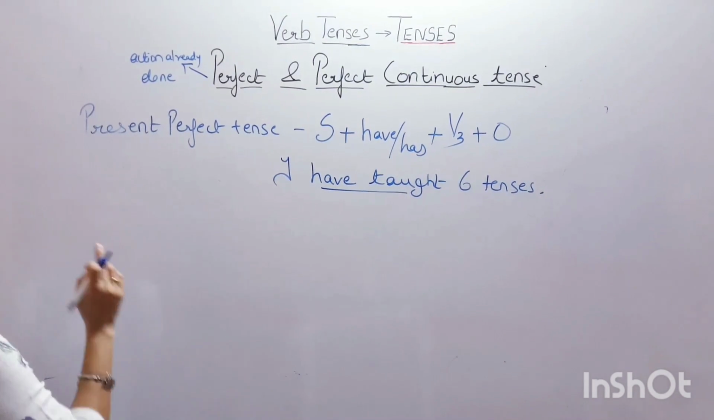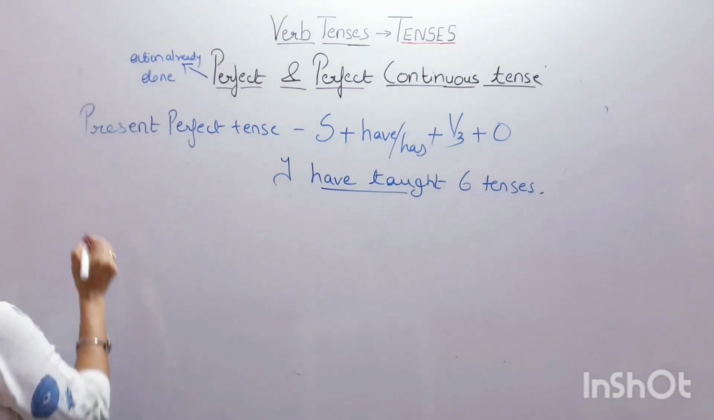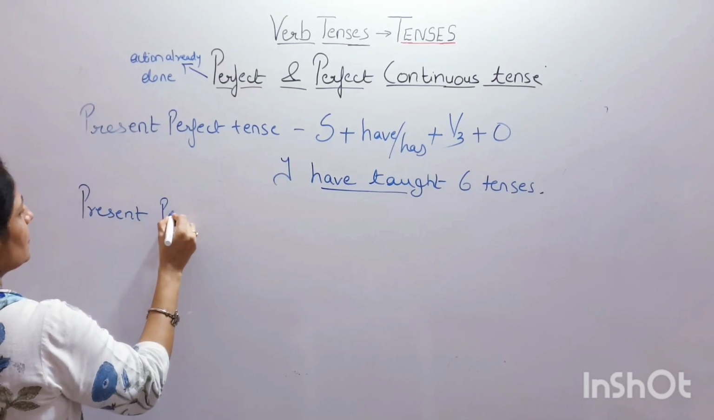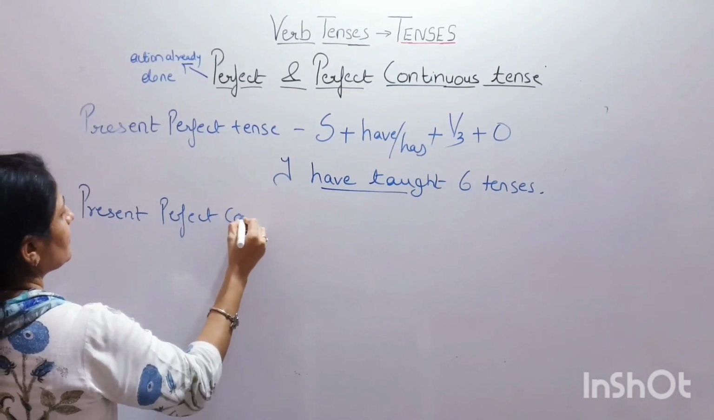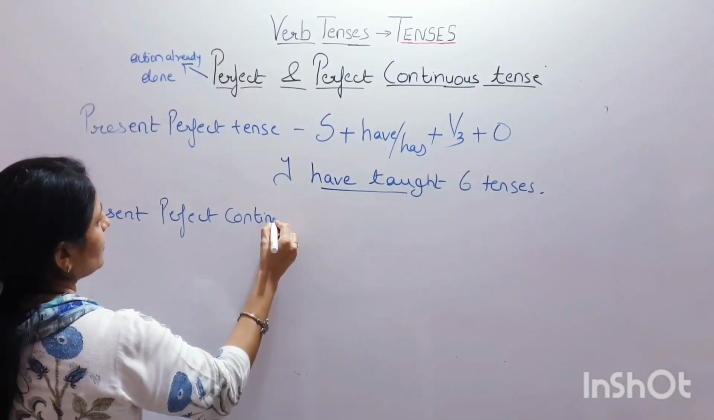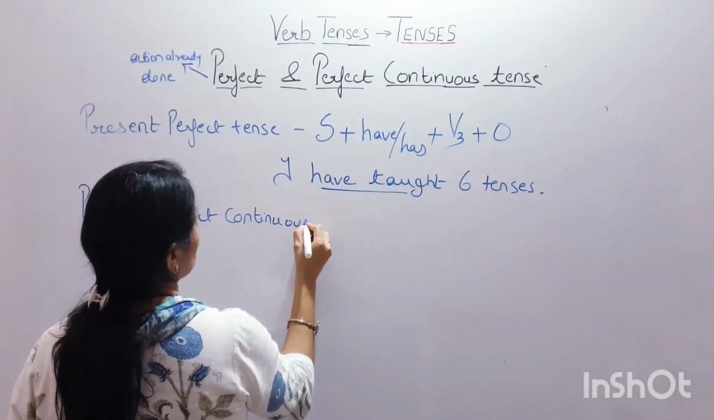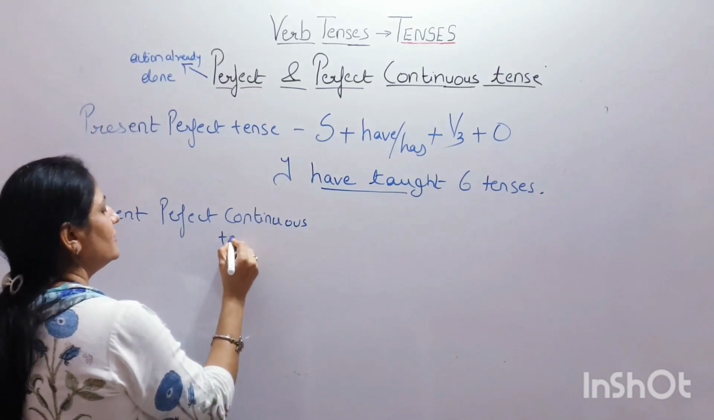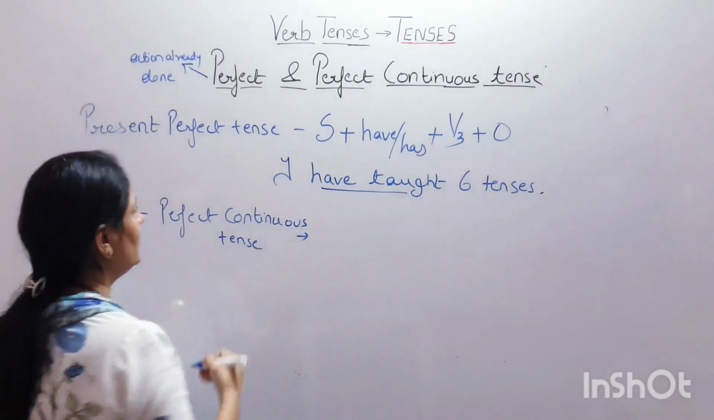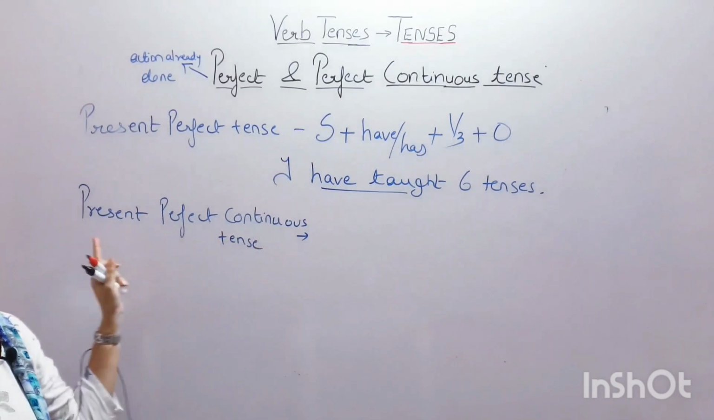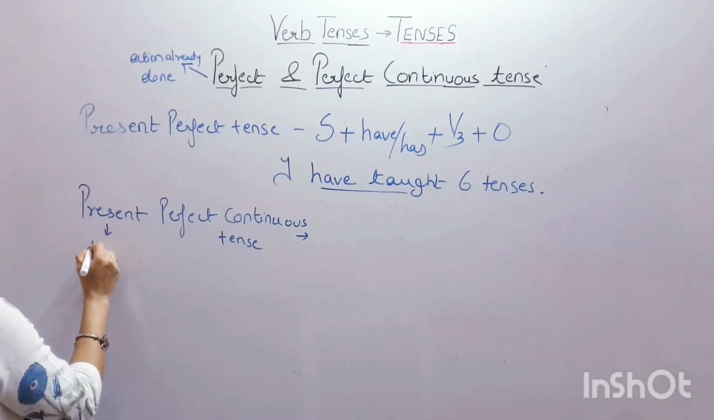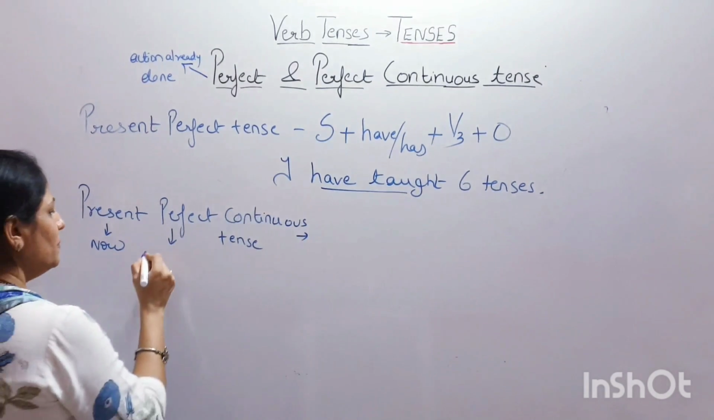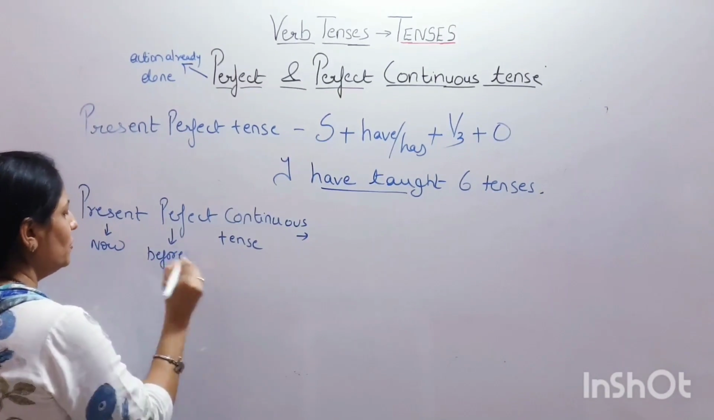Okay, now moving after present perfect tense, we'll do present perfect continuous. Present perfect continuous tense. Okay, now here let's learn to decode this. Present means now, perfect means, as I told you, the meaning of perfect is before.